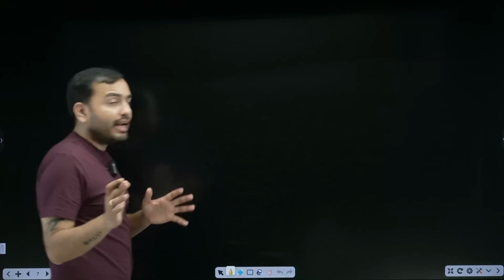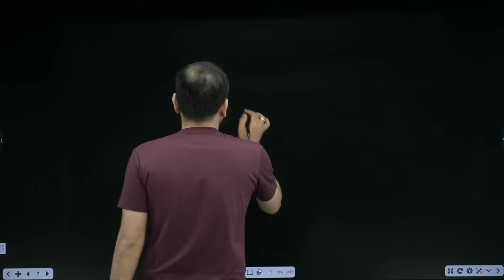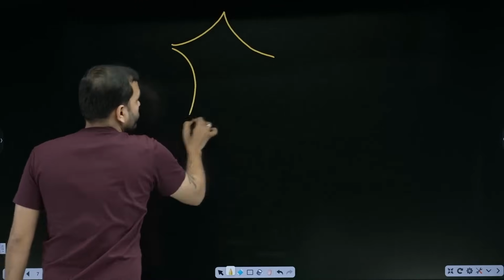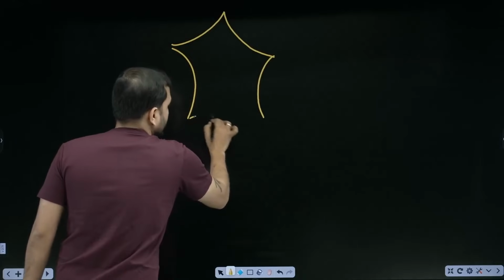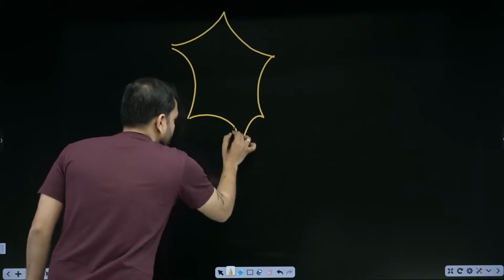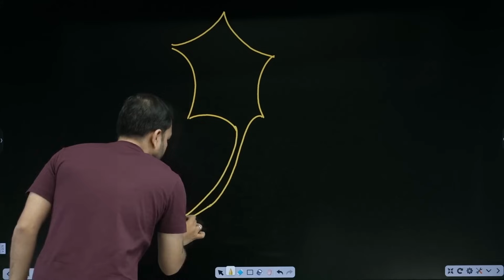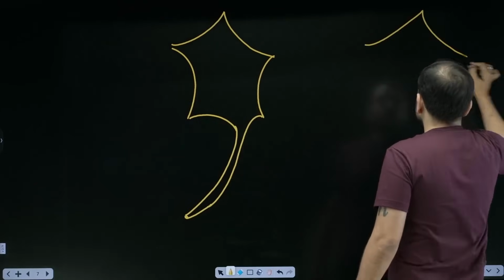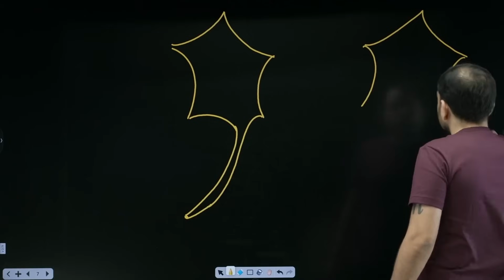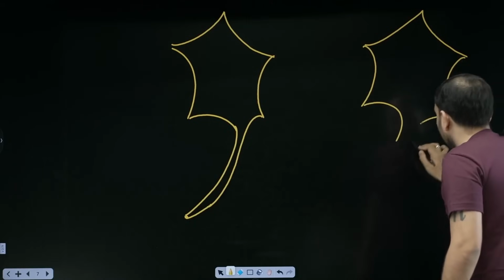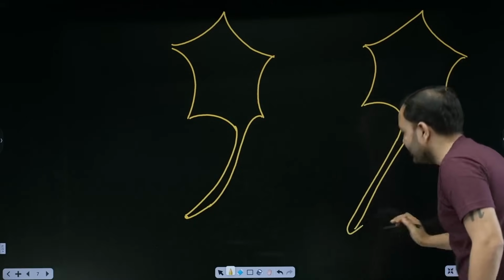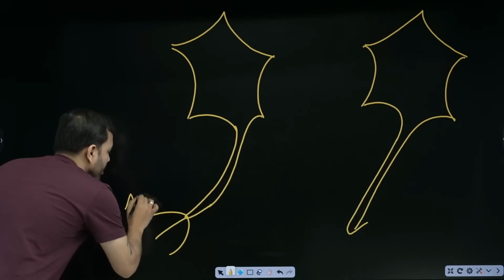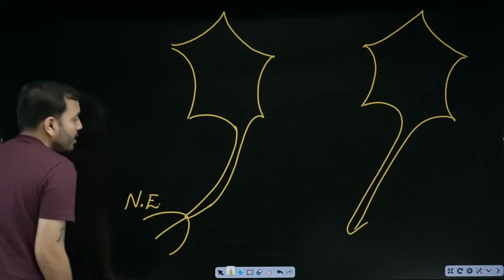Now suppose they tell you to draw a neuron. See, it is very simple, it only feels tough. Do it like this, from here, from here, from here, from here, and this is its tail. Look carefully. Do like this, then bring it like this, and there is its tail coming out. What will be made on the tail? Your nerve endings will be made here.